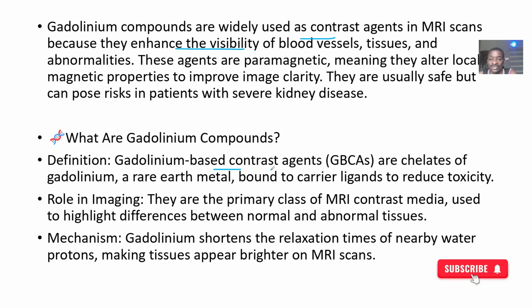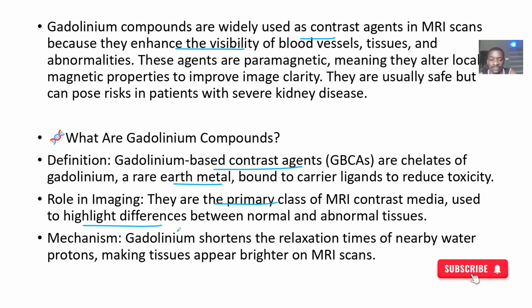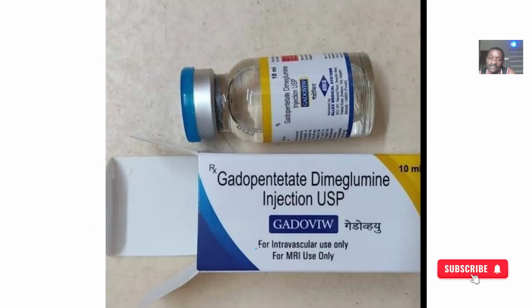So gadolinium-based contrast agents are chelates of gadolinium, which is a rare earth metal. It is bound to carrier ligands to reduce toxicity. So the role in imaging is they are primarily used for MRI scans, and they are used to make one or two parts of the body appear clearer for proper diagnosis. Gadolinium shortens the relaxation time of nearby water protons, making tissues appear brighter on MRI scans.